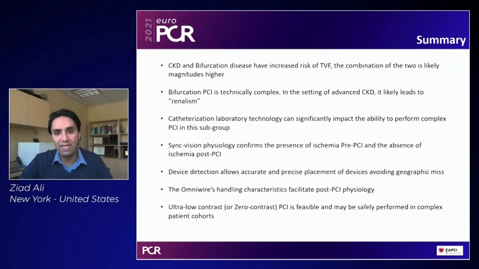So CKD and bifurcation disease have increased risks of target failure. The combination of the two is likely magnitudes higher. Bifurcation PCI is technically complex. In the setting of advanced CKD, it likely leads to renal impairment. Catheterization laboratory technology significantly impacts the ability to perform complex PCI in this subgroup, and SyncVision physiology confirms the presence of ischemia pre-PCI and the absence of ischemia at the end of the PCI. Device detection allows accurate and precise placement of the devices, avoiding geographic miss, and the OmniWire's handling characteristics facilitate post-PCI physiology. Thus, ultra-low contrast, or in this case, zero contrast PCI, is feasible and may be safely performed in complex patient cohorts. Thanks very much and enjoy EuroPCR.